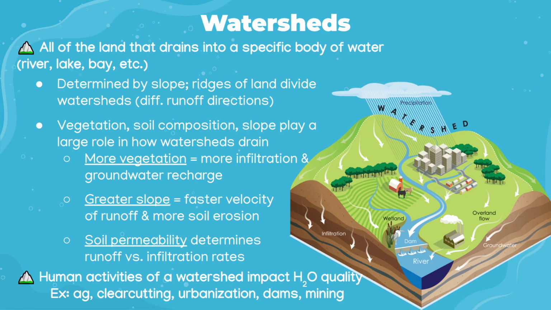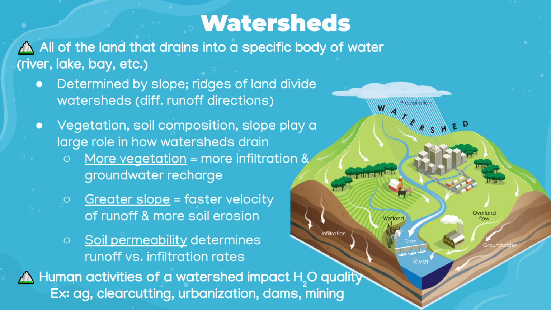Finally, we have soil permeability. How permeable the soil is impacts whether or not water is running off or whether or not it is infiltrating and recharging groundwater. That would affect the rate at which water runs off of the watershed into the central body of water. It may also impact the pollutants that are gathering or the sediment that is washing into the specific body of water.